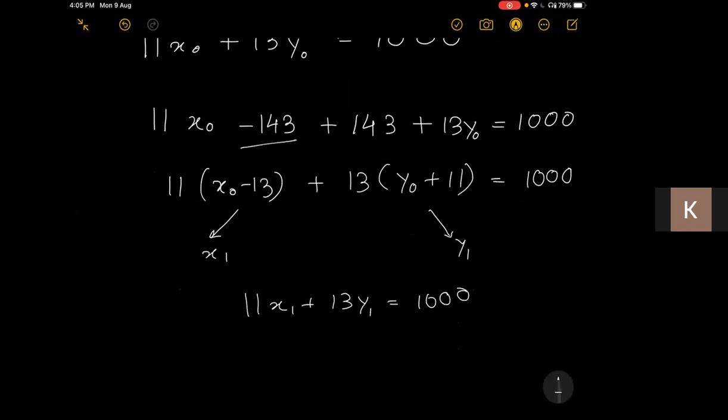So I added and subtracted 143 because from 143 I can take 11 common, and also 13 common. Basically I had to find a number from which I can take both 11 and 13 common and leave integers as quotients and no remainders, so that I can take common and form new solutions. That was my idea.